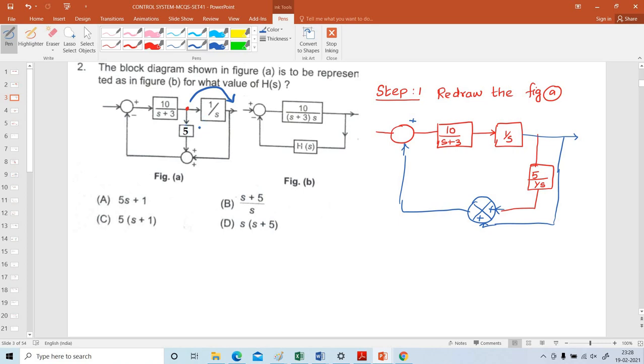If I move the takeoff point, I have to divide this block by 1 by s. So in this way I have to move this 5 divided by 1 by s, and already this is in the loop. Now the total is formed as a parallel block. How to find out the resultant value? 5 divided by 1 by s, that is 5 into s. So 5s plus 1, that is the correct answer. Option A is the correct answer.